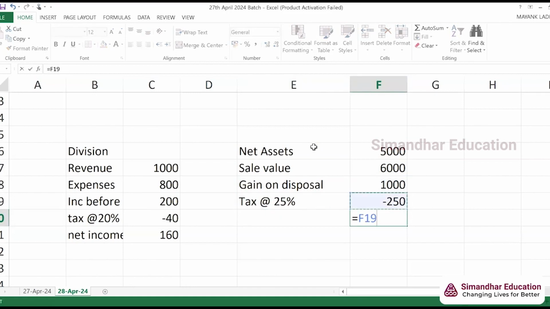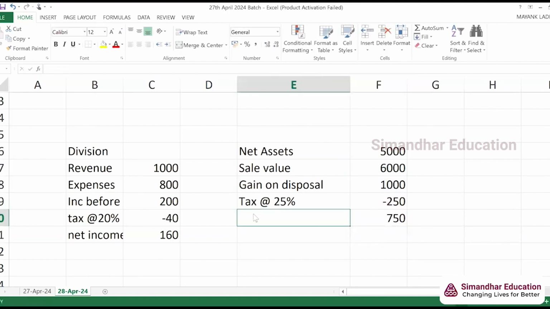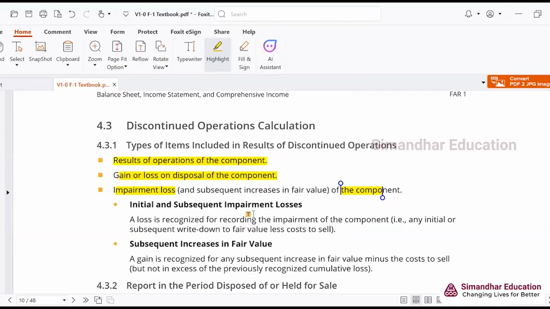And net is 1,000 minus 250, 750. So this is called gain. So what you are doing, you will disclose the result of operations. You will also disclose the gain or loss on disposal. And then you will also disclose impairment loss. Now, impairment loss is basically, we'll understand this subsequently.